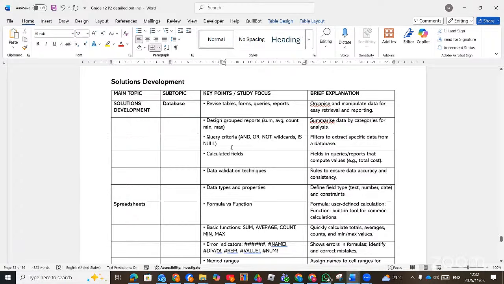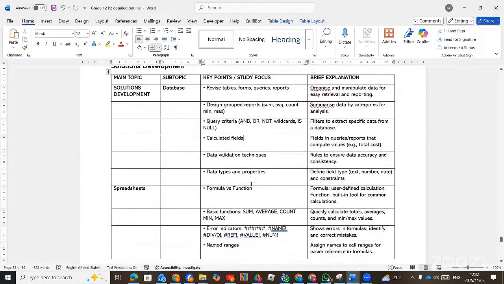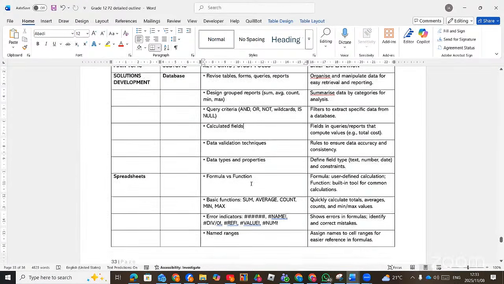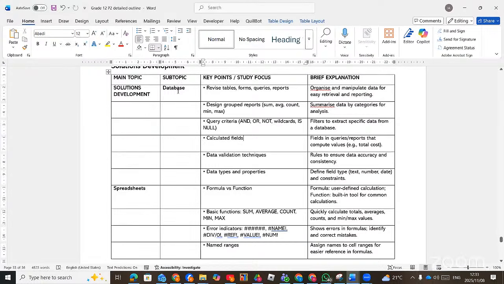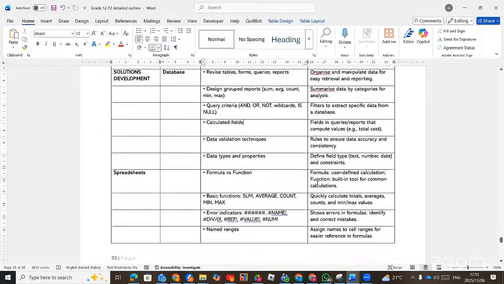Grouping criteria like and, or, not, wildcard, is null and others. They can ask you that. Calculated field, and then the grouping with the summations. They can ask you that. Validation rules, data types, and properties. These are the things that you must watch out for regarding database.